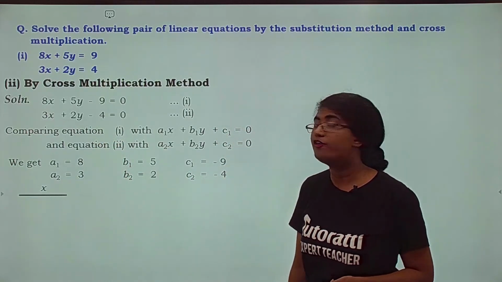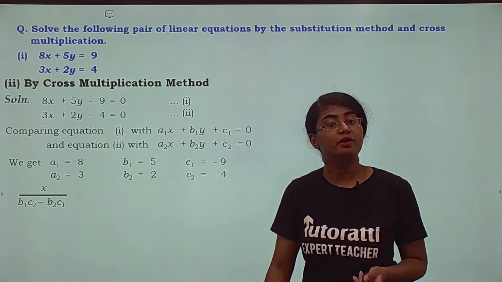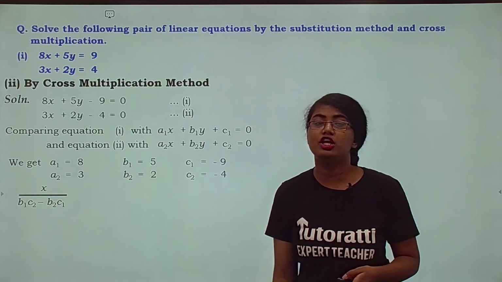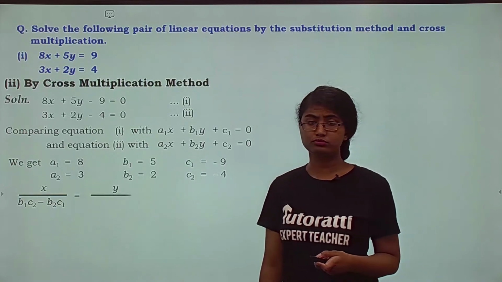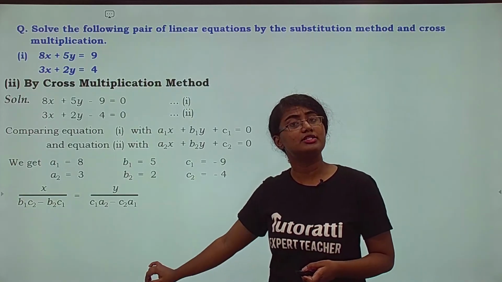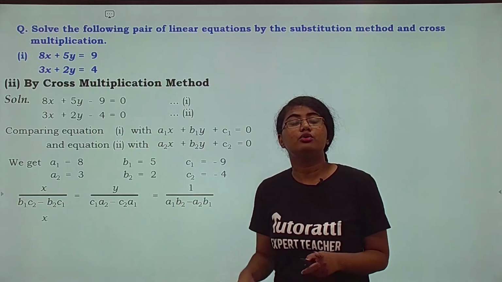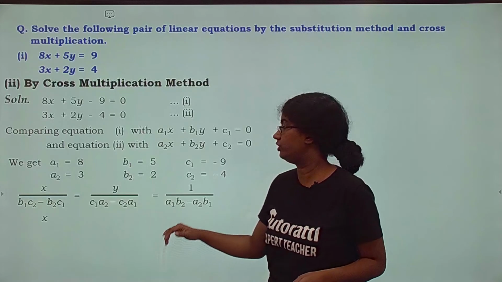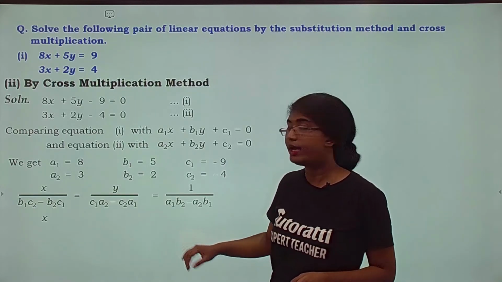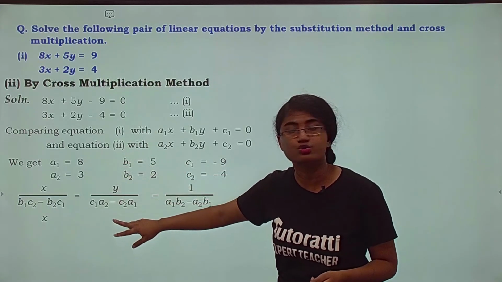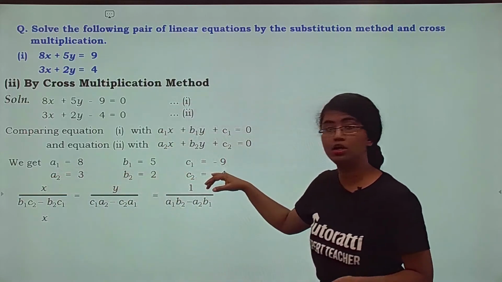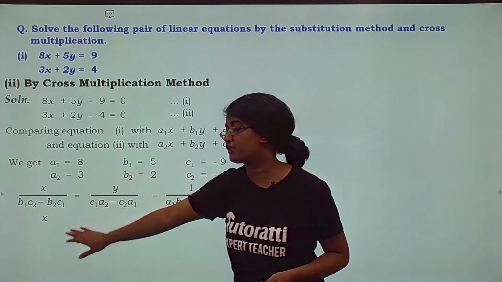Write down the formula. The formula was x upon b1 c2 minus b2 c1 equals to y upon c1 a2 minus c2 a1 and then 1 upon a1 b2 minus a2 b1. Is this clear? Up to here is it clear? Now let us substitute the values. Do we have the values here? Yes, we have the values here. So let us try to substitute.